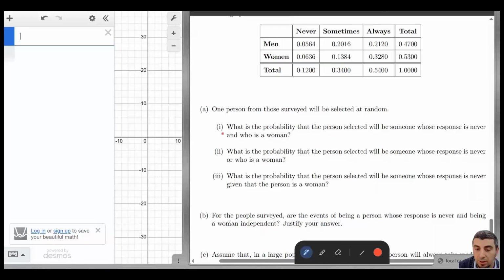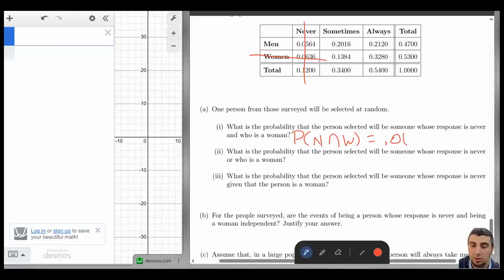What is the probability that the person selected will be someone whose response is never and who is a woman? So this is essentially asking what's the probability that their response is never and woman. So that's the overlap of never and woman. So that's 0.0636.